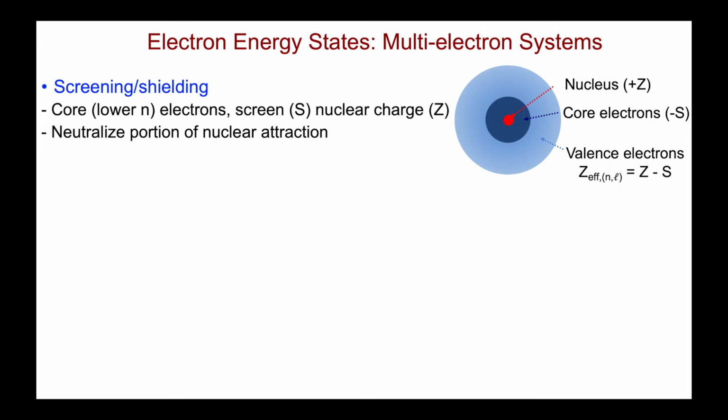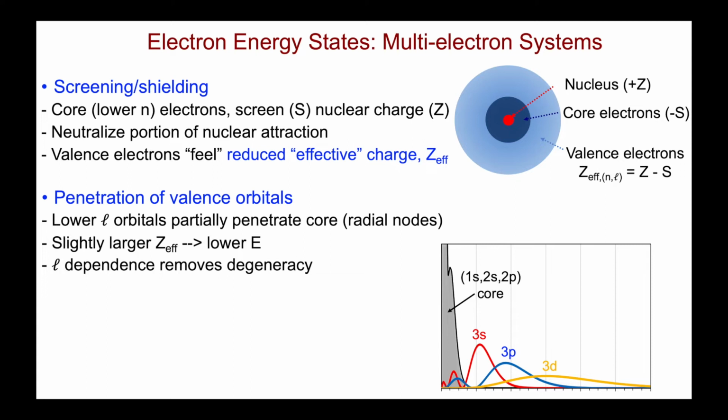The charge, or more specifically the effective charge felt by the valence electrons, is equal to Z minus the degree of shielding, or screening, S. And this effective charge is a function of n and l. Let's take a look at how this effective charge changes for a given n for the different l orbitals.